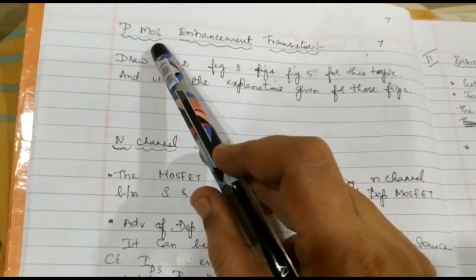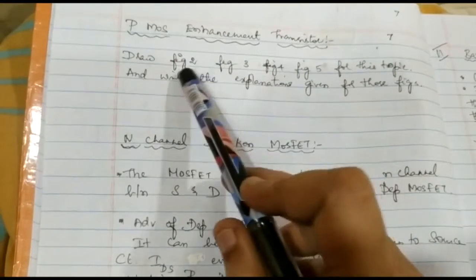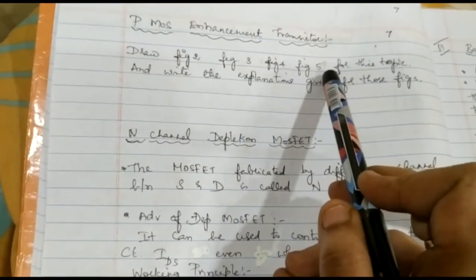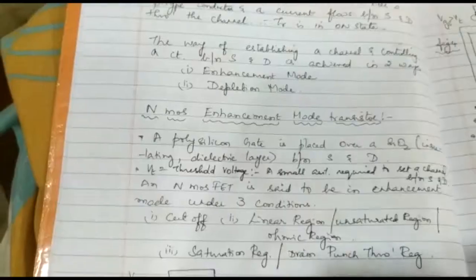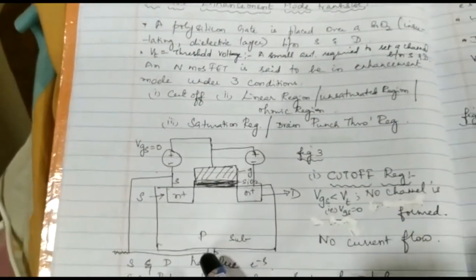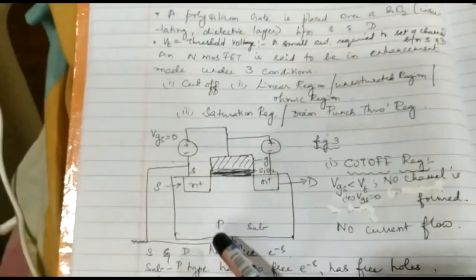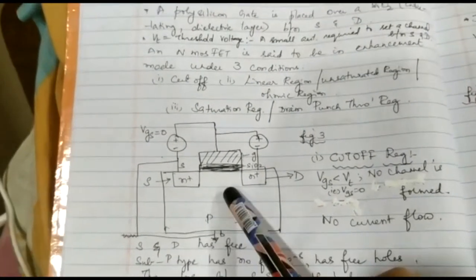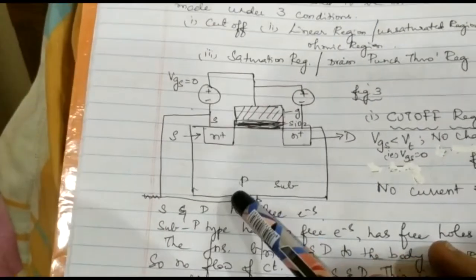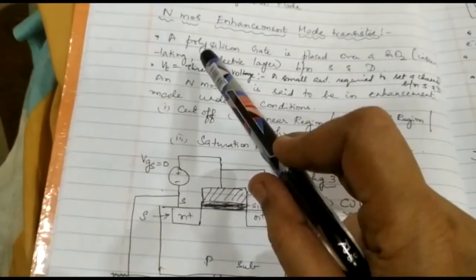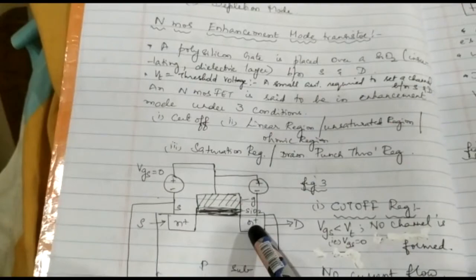Now coming to the topic of PMOS enhancement transistor, draw the same diagrams given in figures 2, 3, 4 and 5, that is for an NMOS enhancement mode. The only difference in the diagrams is that for an NMOS enhancement mode, the substrate is P-type, and for a PMOS enhancement mode, the substrate has to be N-type, and the source and the drain for an NMOS are going to be N. The source and drain for a PMOS are going to be P-type.